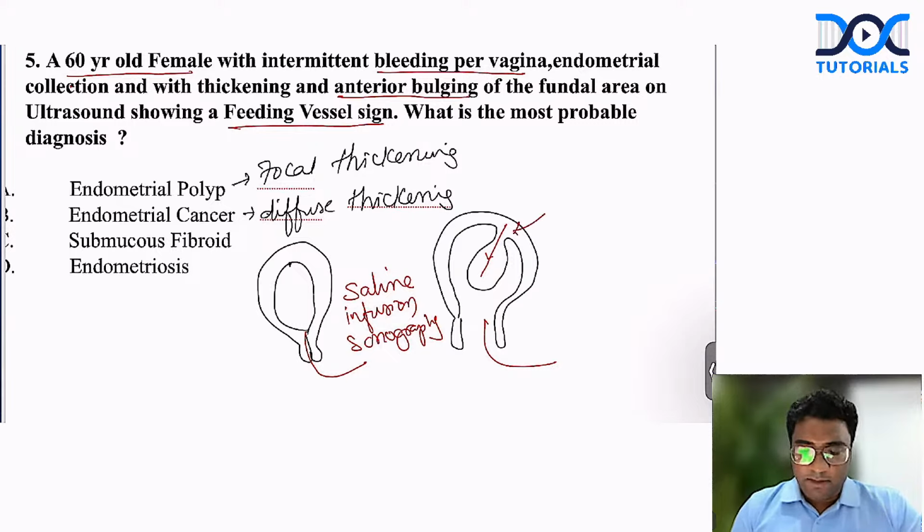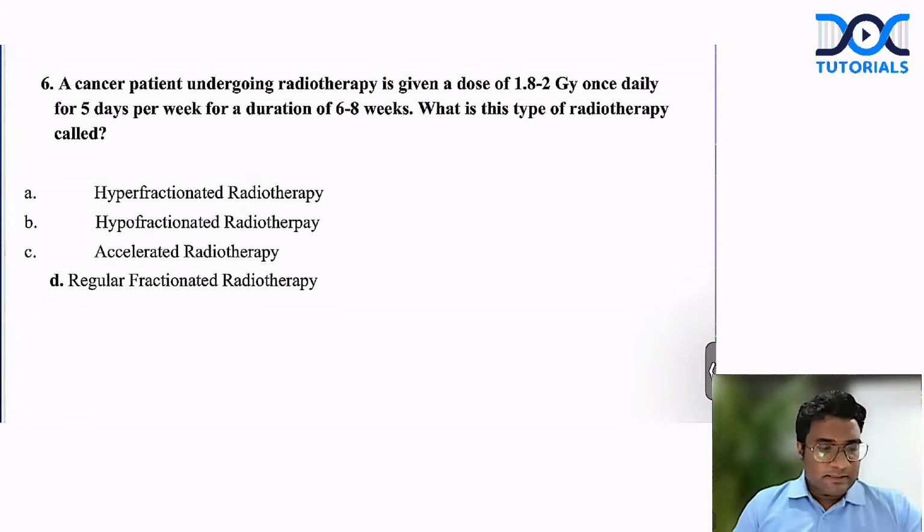So on color Doppler, if you're seeing this feeding artery or pedicle artery sign, a focal thickening, a focal bulge, and a feeding artery or pedicle artery, this is endometrial polyp. So the answer should be endometrial polyp for this. Next thing. Can you answer this one?